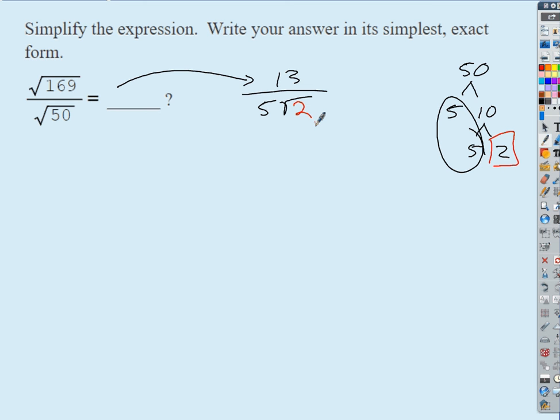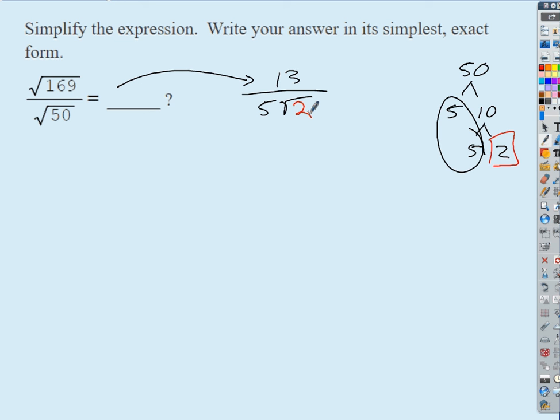Did your teacher ever teach you no tenths in the basement? You ever learn that way? Okay. So no tenths in the basement, no radicals in the denominator. So we got to get rid of the radical in the denominator. Now think what our options are. Now I want you to really think about this concept for a second.